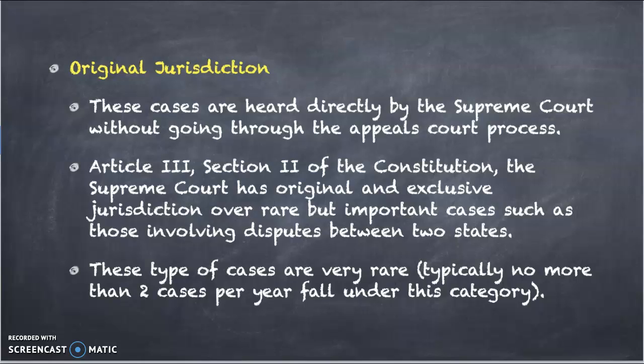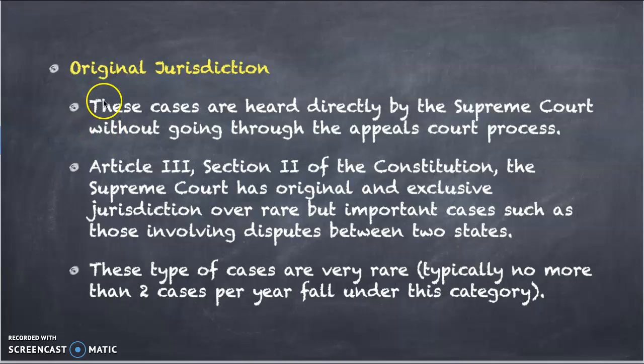They would have original jurisdiction on those types of cases because the other side of the coin would be, where should such a case be heard, in California or Arizona? So as you can see, when states have 2 competing interests on something, or they make a legal challenge against each other, then those cases are going to be heard by the United States Supreme Court. Those are the type of cases in which they have original jurisdiction. Original jurisdiction cases are very rare. Typically, no more than 2 cases per year fall under this category. So it is a very small amount of cases.